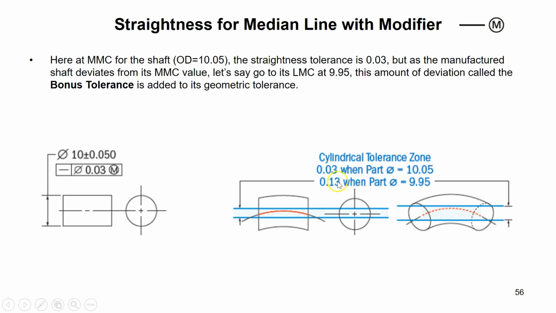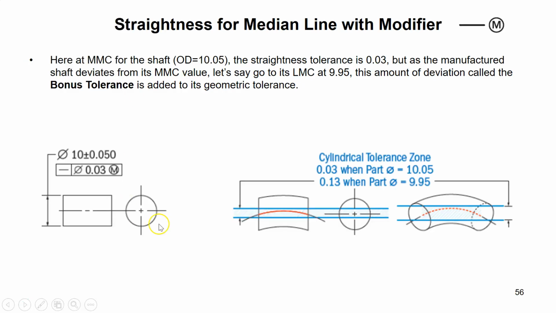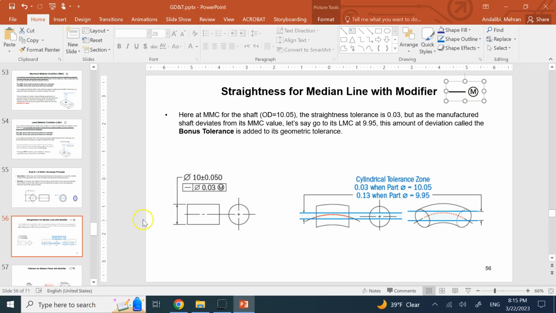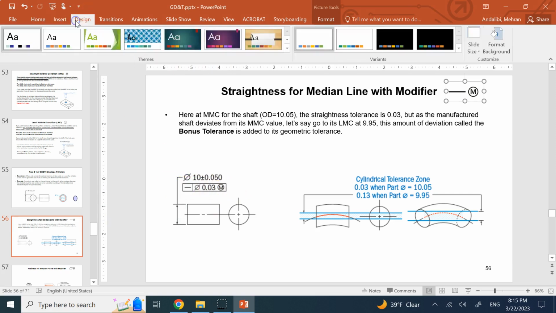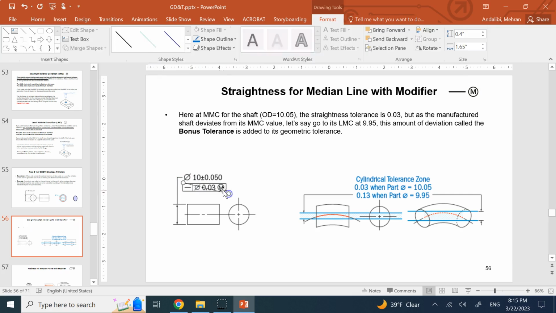This extra amount of geometric tolerance that you gained because you are deviating from the MMC value is called the bonus tolerance. And why can I do that? Because of the previous one, the envelope principle. So the question is, what is the envelope of this part at the moment? For a moment, let's say that I don't have this geometric tolerance at all.